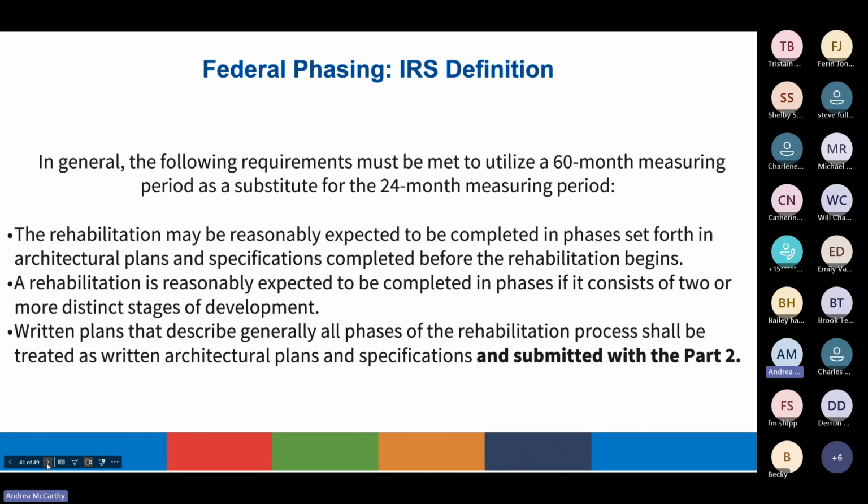And finally, that there are written plans that describe generally all phases of the development. All phases of the rehabilitation process shall be treated as written architectural plans and specifications and submitted with the Part 2. So this basically means that your phasing plan has to be outlined when you are submitting your Part 2, and that your entire project must be able to be broken up into distinct stages of development.